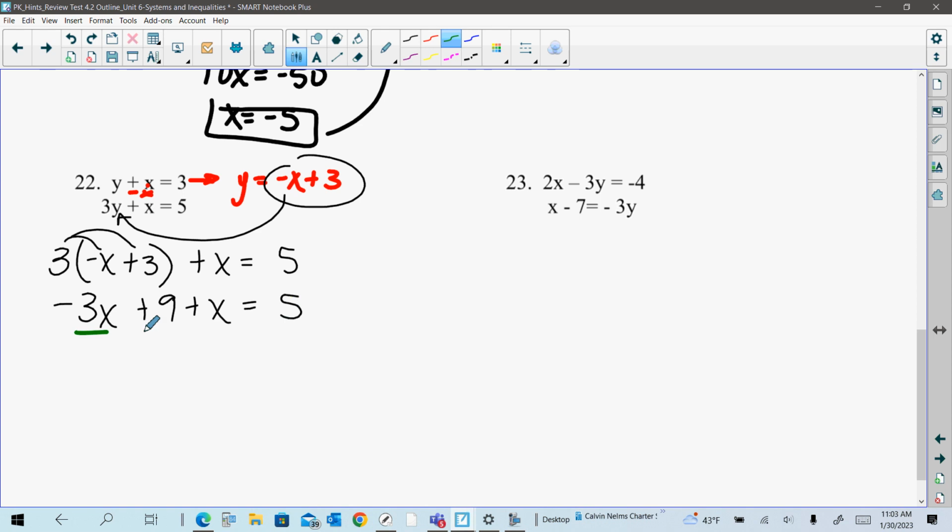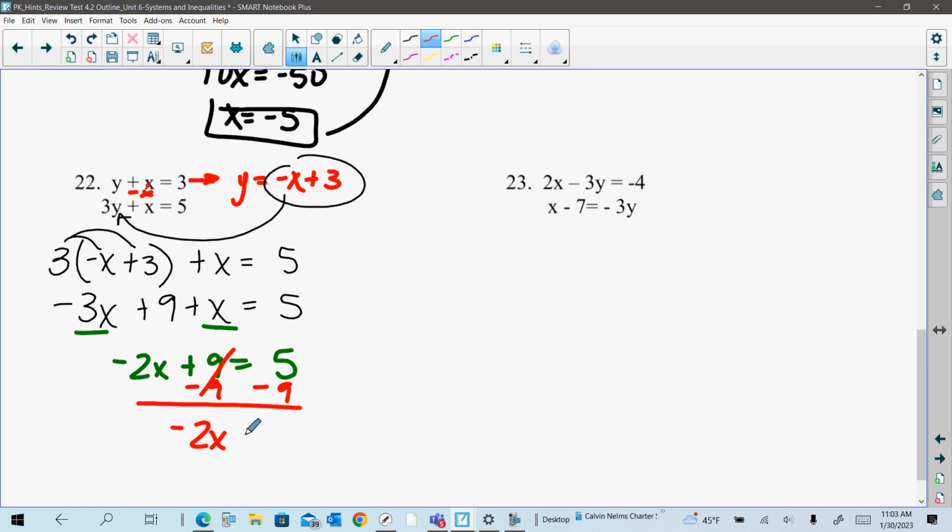Combine your like terms. Negative 2x plus 9 equals 5. Subtract your 9. Yeah, it's a decimal or fraction answer. Don't forget to plug it back in.